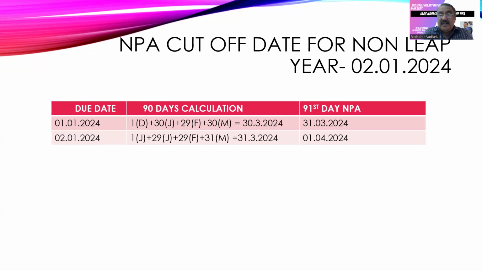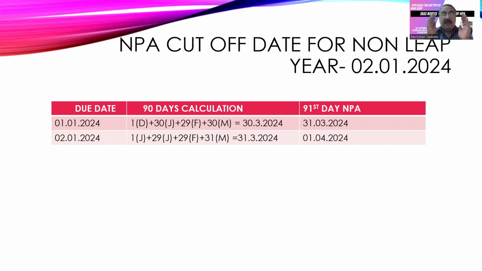1/1/24, where the 90 days ends, we have to calculate. January 1, remaining days of January is 30. February is a leap year, so 29, and 30th is of March. So 30/3/24. So an account which has become due, or installments which have become due, or loans sanctioned on 1/1/24 has to be paid on or before 30/3/24. Otherwise, that account will become NPA on 31/3/24.